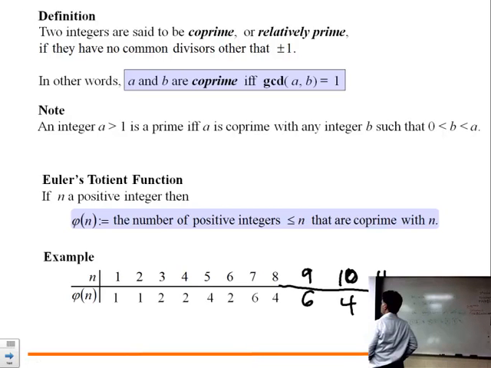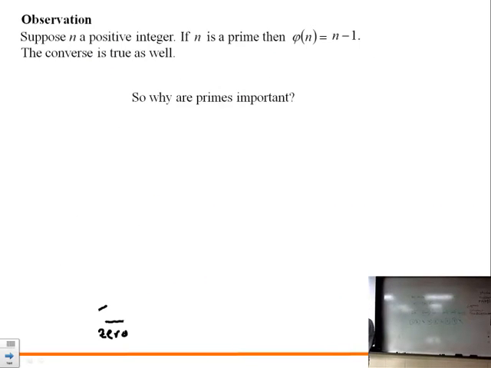All right. So here's an observation. If n is a positive integer, well, if n is prime, then phi of n is always n minus 1, because all the numbers from 1 to n are going to be coprime with n except for n. So it's 1 through n minus 1. Those are all coprime. If n is prime, then this is true.